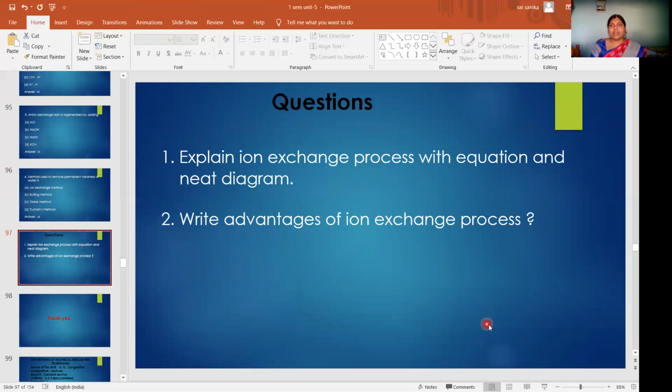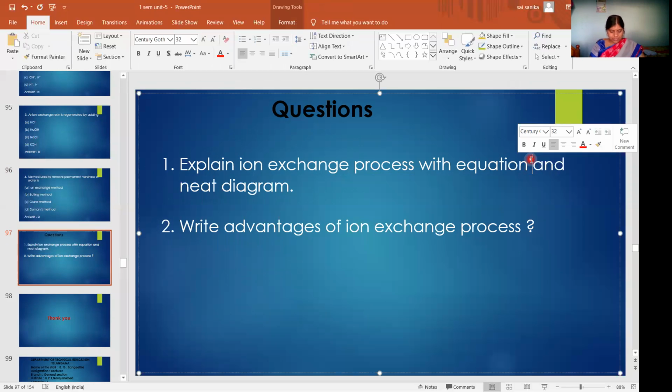Now, what type of questions will you expect from this? So we studied only one topic, that is ion exchange process, only one question. So that is for an essay 5 marks question. Explain ion exchange process with equations and diagram. Okay, with equations and diagram. Need diagram. Okay, total regeneration.